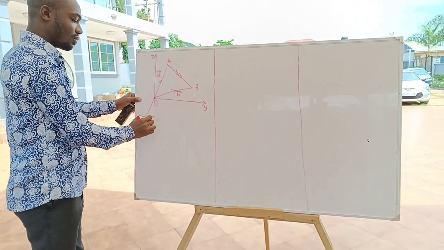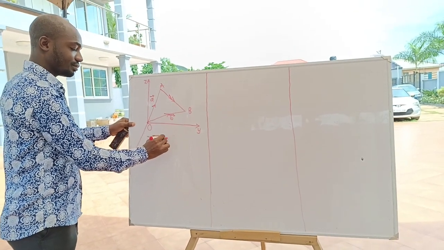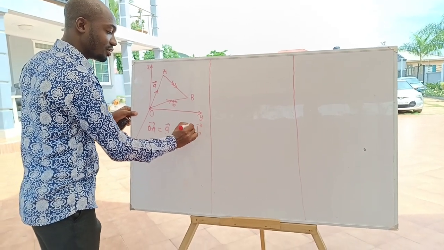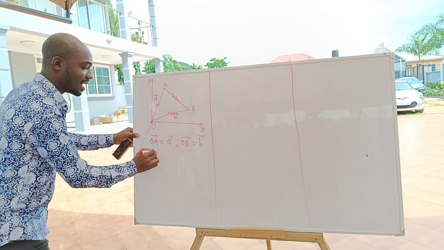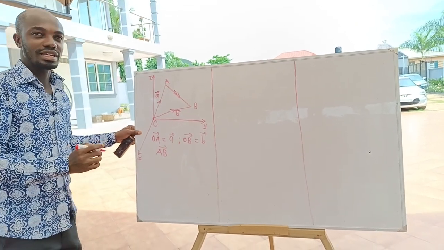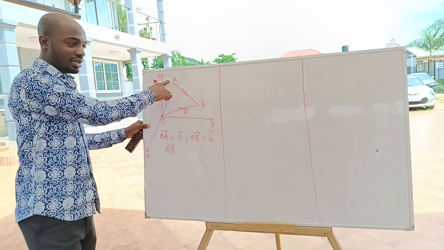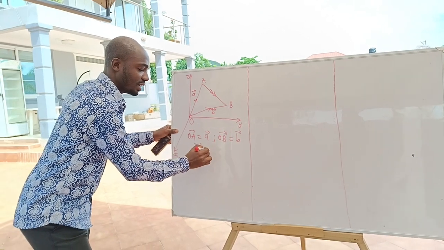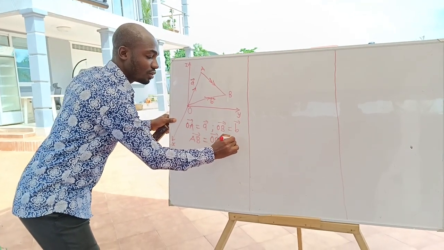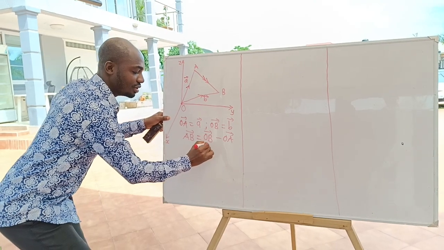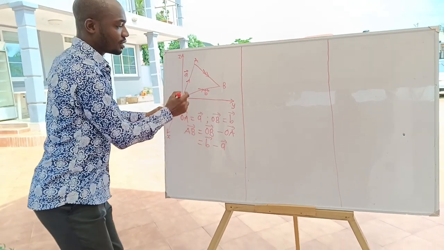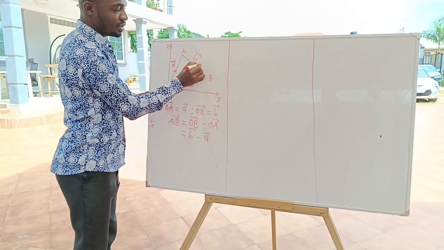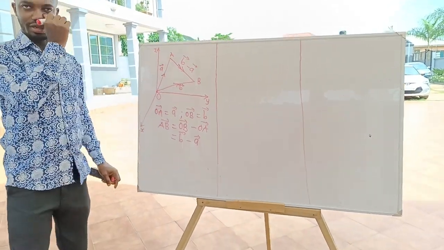Now notice, OA is a position vector, and that is a. OB is also a position vector, and that is b. What I can get out of this is AB. That is the displacement vector from the point A to the point B, and that is given by the position vector OB minus OA, which is equal to b minus a. So the vector from A to B is going to be b minus a. Let me note that.